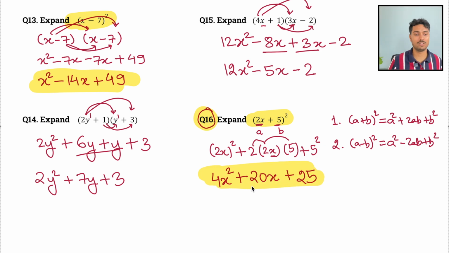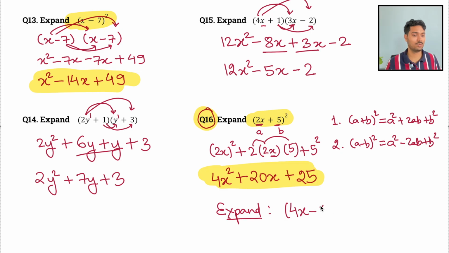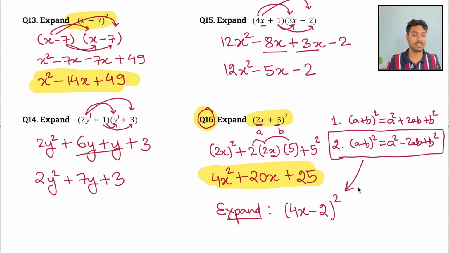I'll give you one question to try. You can try this question and write your answer in the comment section. So expand (4x minus 2) the whole square. Now you can use this identity and expand this question and write your answer in the comment section, and let's see who gets the correct answer. Let's check.